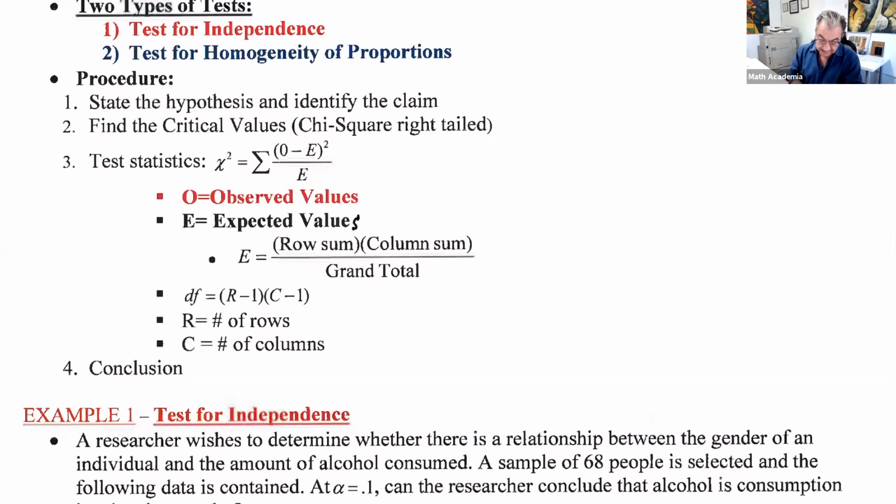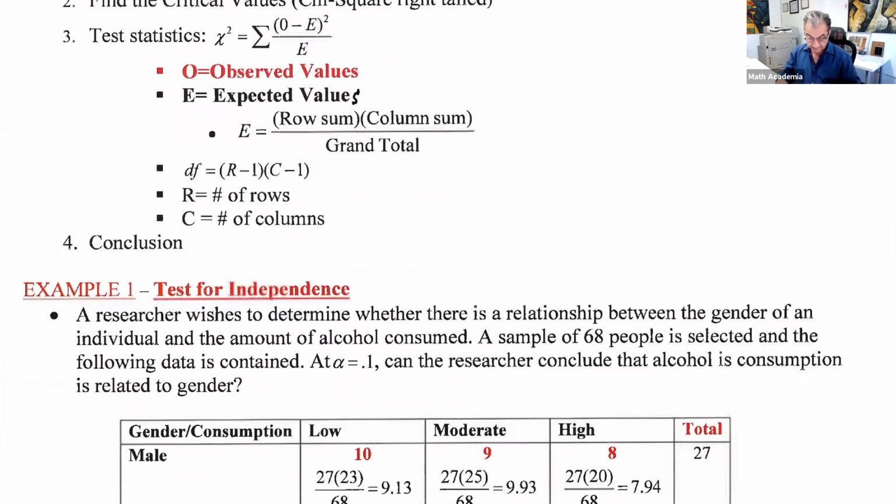I have an example for both test for independence and test for homogeneity of proportions. So let's do the first example, a test for independence. A researcher wishes to determine whether there is a relationship between the gender of an individual and the amount of alcohol consumed. So basically, we want to know if there is a relationship, or let's put it this way, if females drink more or males drink more. That's interesting to know. A sample of 68 people is selected and the following data is contained.